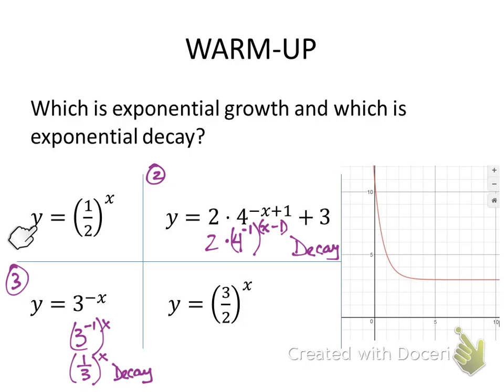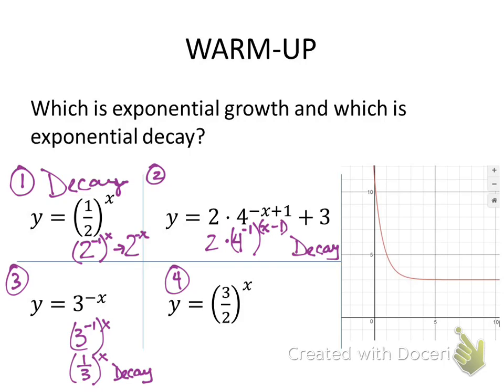This, number 1, is actually also decay. Number 1 is decay because it's 1/2. We could rewrite that as 2 to the negative 1 power raised to the x, which would also be 2 to the negative x power. Ooh, so then good point. So number 4, not here, sorry. Okay. So number 4 is actually our only growth out of these guys, because that numerator is not a 1. It's 3/2.